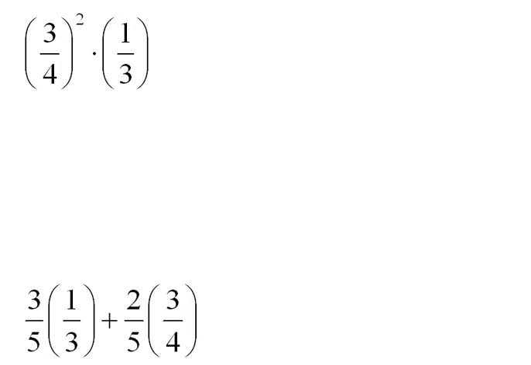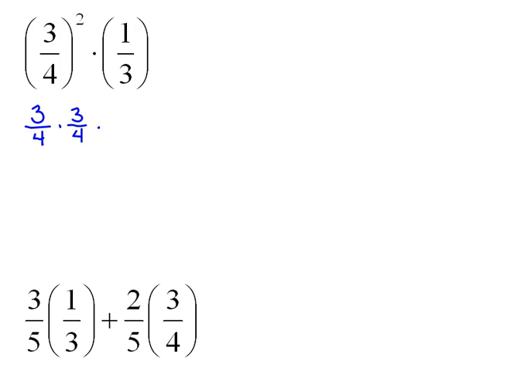Okay, now we're going to throw some fractions in with our order of operations. And here we have a problem that says 3/4 squared times 1/3. Well, the squaring comes first, so we have to write this out exactly as it should be. So 3/4 squared means 3/4 times 3/4.